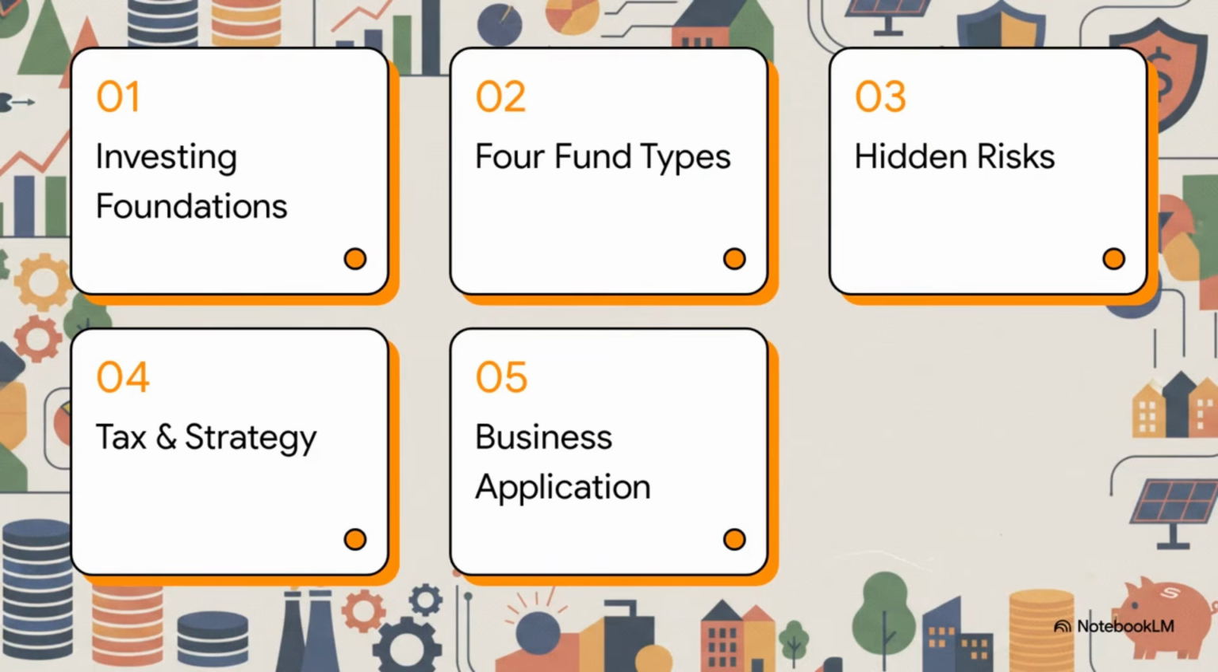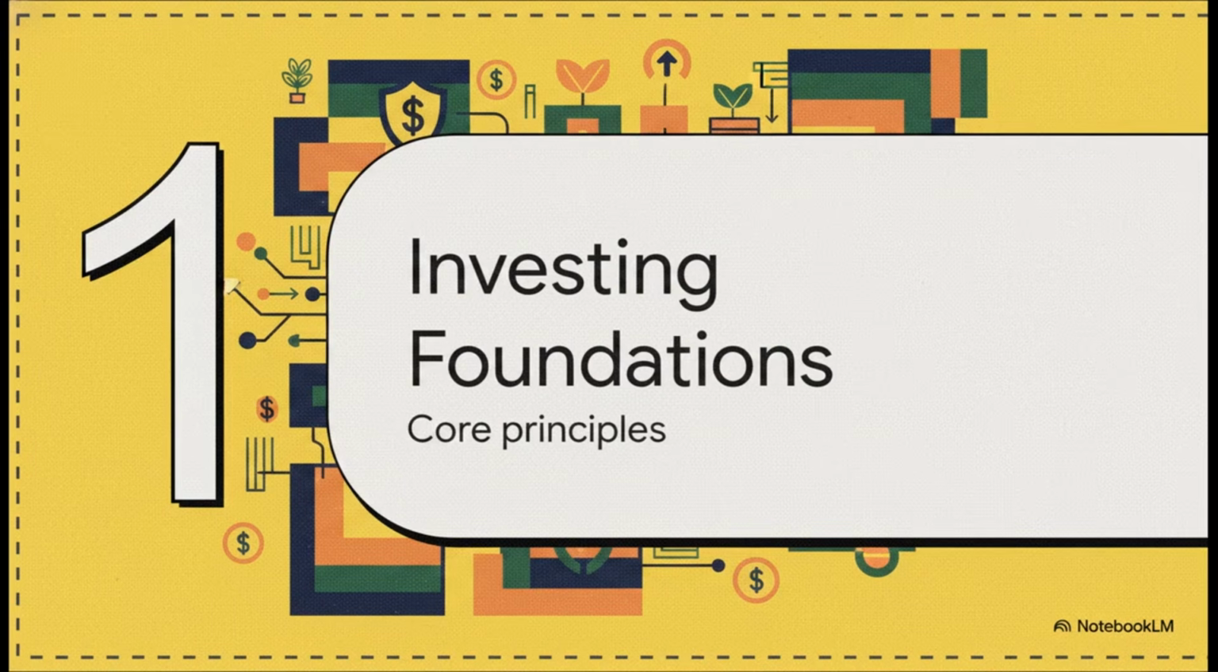Okay, here's our syllabus for today. We'll start with the foundations of conservative investing, then move into the 4 types of conservative funds. Third, we'll look at understanding the hidden risks, because, let's face it, low risk doesn't mean zero risk. Fourth, we'll cover tax implications in portfolio strategy, and finally, we'll wrap up with a real-world Canadian business application. Let's get to it. Section 1.